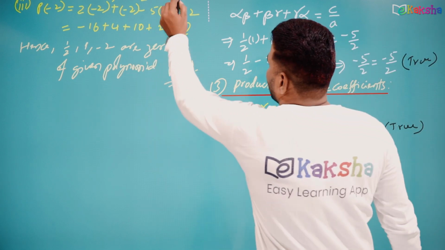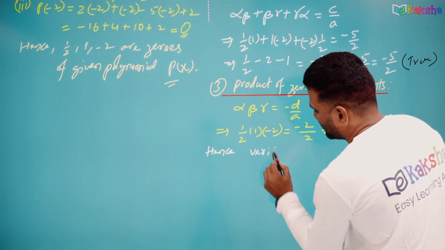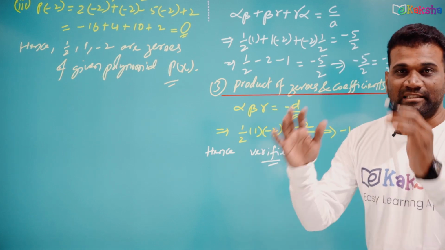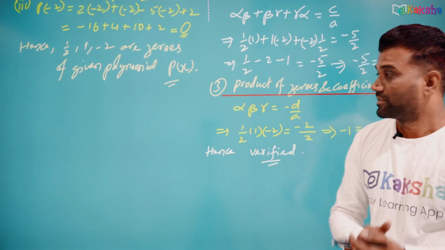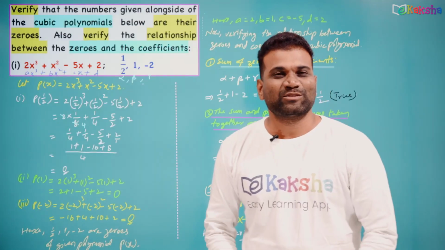So finally, what can we conclude? Hence verified. Hence the relationship between zeros and coefficients of the given cubic polynomial is also verified. Clear? Shall we discuss once again briefly?